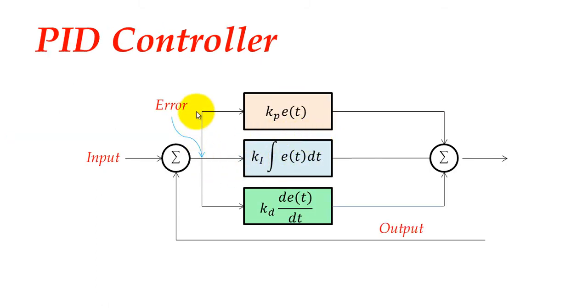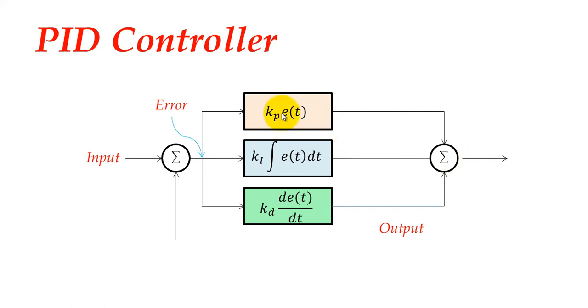So in the PID controller we have the input minus the output, or the controlled variable, which provides the error. The error is fed to 3 blocks. The first block is the proportional controller, which has a constant Kp times the error signal. We also have the integral controller, in which we integrate the error signal, and the derivative controller, in which we differentiate the error signal. The 3 signals out of these 3 components are summed and provided as the actuating signal.